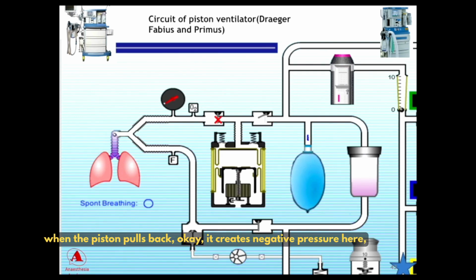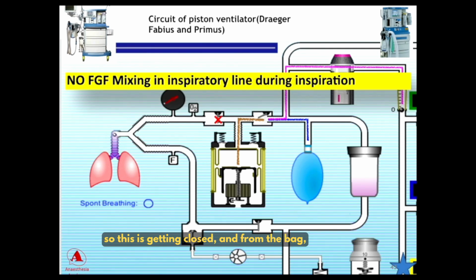When the piston pulls back, it creates negative pressure here. So this is getting closed, and from the bag and from the fresh gas flow, the oxygen, the total flow will come to the piston. So what you will see in expiration is the bag getting squeezed. This is a patented technology. Here there is no fresh gas mixing in the inspiratory line during inspiration. Simple. It does not go to the ventilator or piston part.